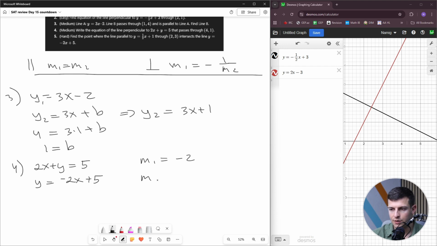And m2, since these are perpendicular, has to be the negative reciprocal, which means negative 1 over negative 2, and that's just positive 1 over 2. So that's going to be my slope for a line that's perpendicular to 2x plus y equals 5.